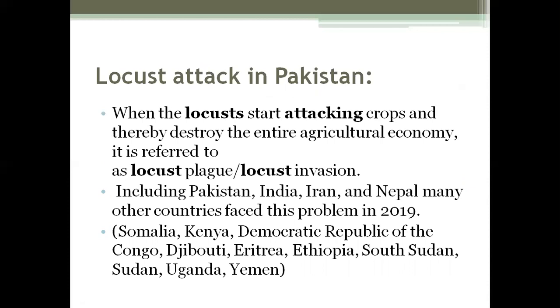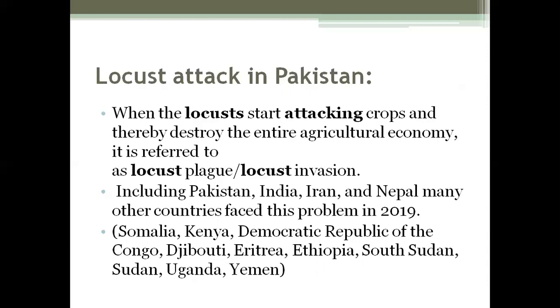So when locusts start attacking crops and thereby destroy the entire agricultural economy, it is referred to as locust plague or locust invasion. It means in a very big amount, the locusts come to some area and start attacking the crops, including Pakistan, India, Iran, and Nepal. Many other countries faced this problem in 2019, and in 2020 also we are facing this.